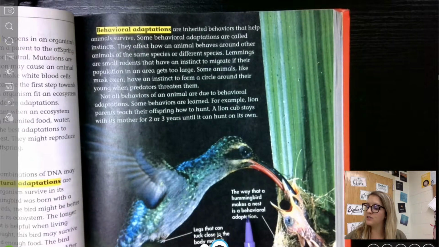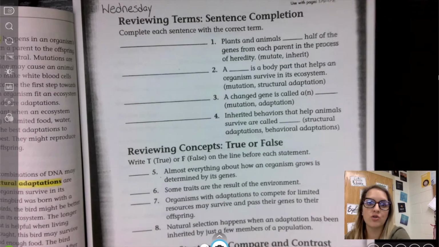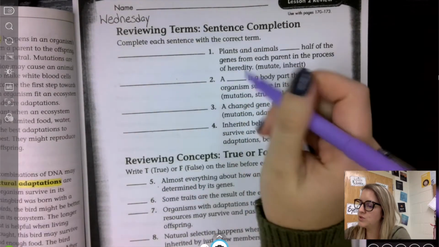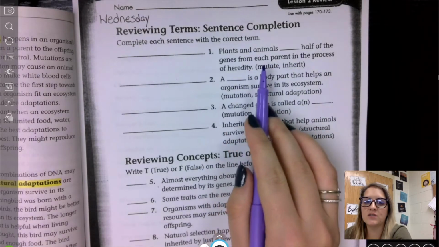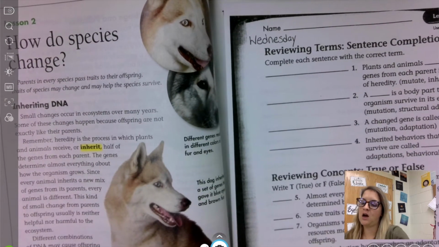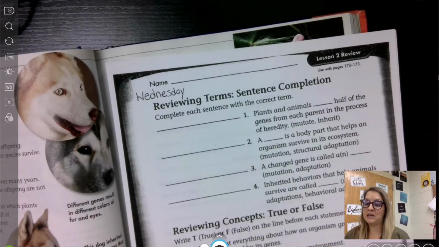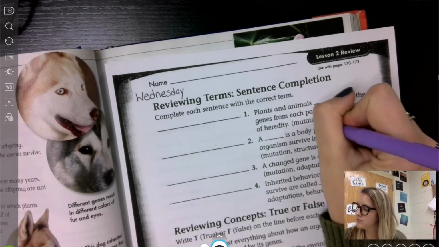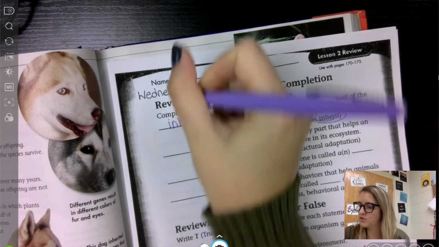And then down here is a structural adaptation and a behavioral adaptation you can read through. We're then going to get right into our worksheet for today. So we'll do the top part together. Plants and animals blank half of the genes from each parent in the process of heredity. So you can look through this first one, half of the genes from each parent. They inherit half of the genes. Don't forget your name on there.